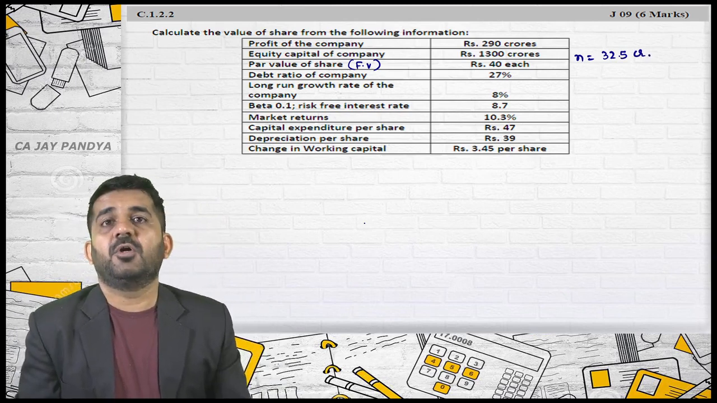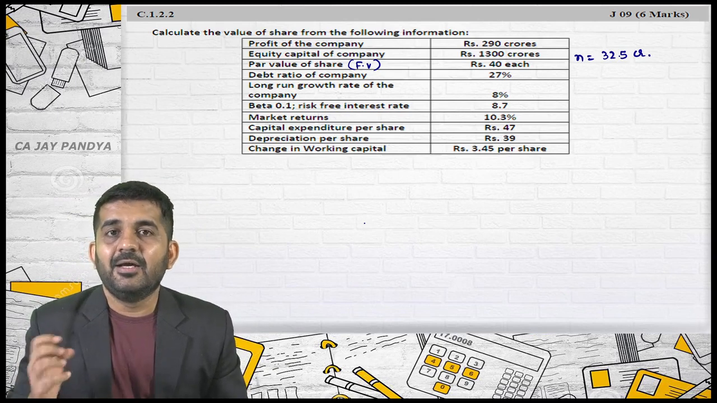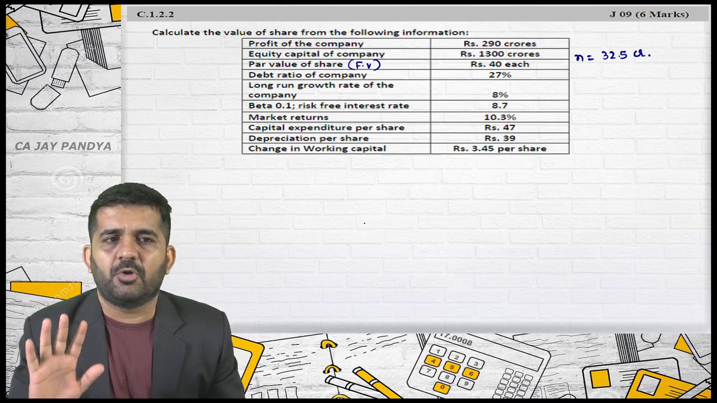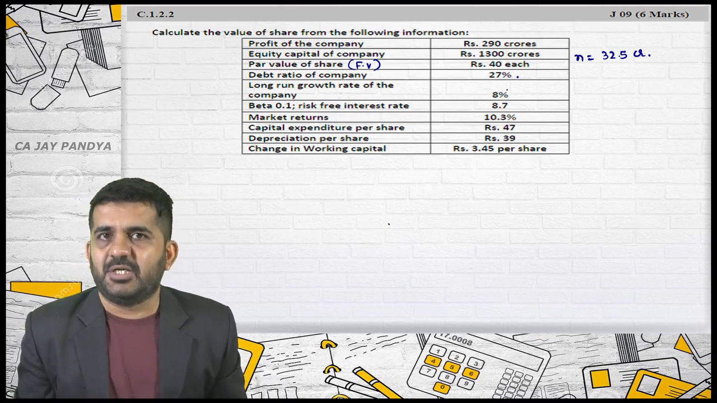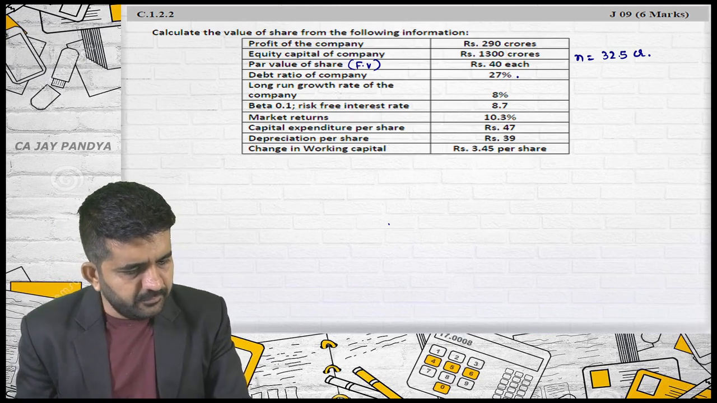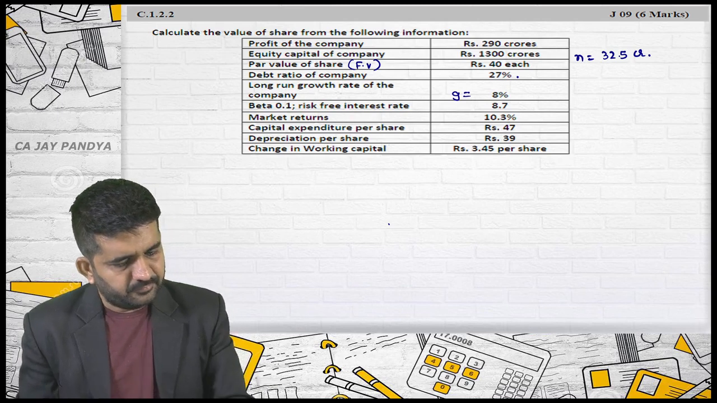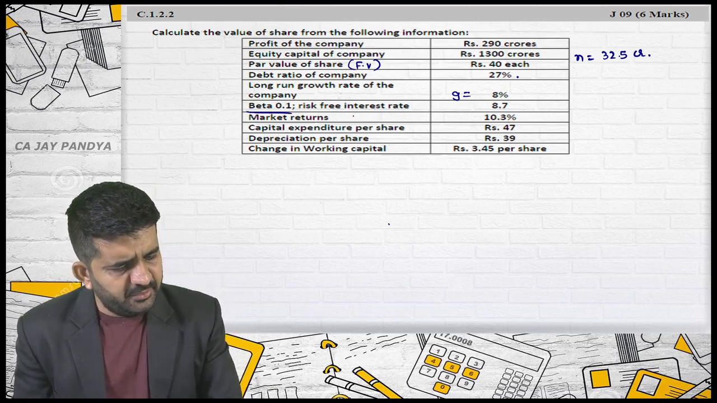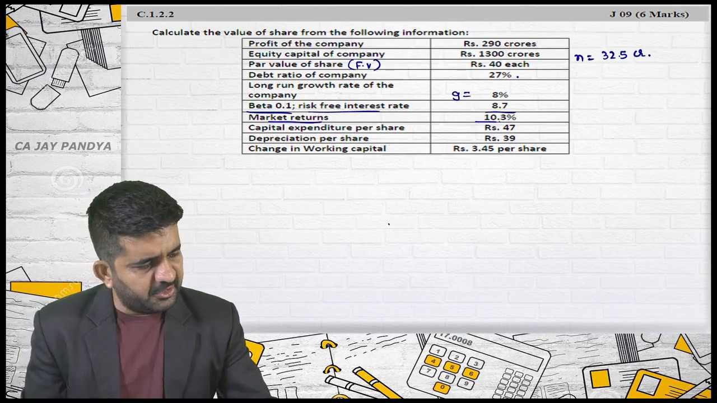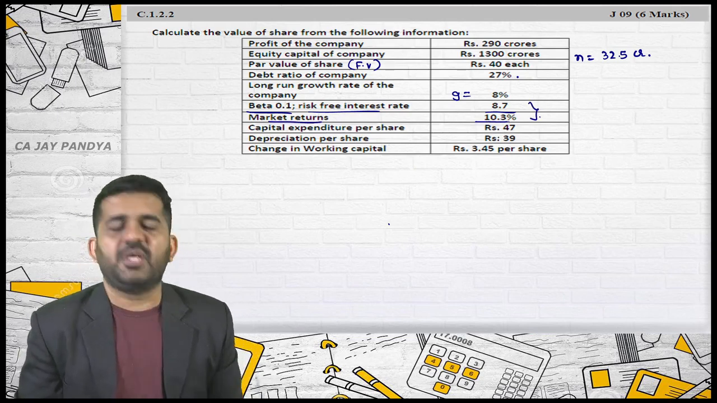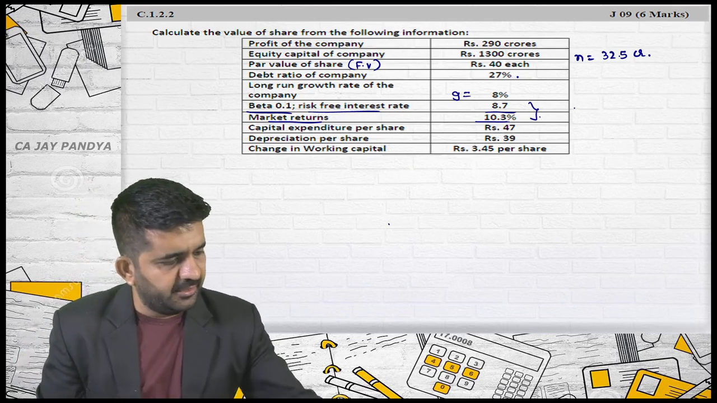Debt ratio of the company is 27%. Again, this is based upon ratio. Debt ratio means if the total borrowings are 100, debt is 27%. Is it alright? Long run growth rate of the company, this is G. Beta is 0.1. Risk free rate of interest is 8.7. Market rate of return is 10.3. With these two pieces of information, as per the CAPM model, we have already done this.